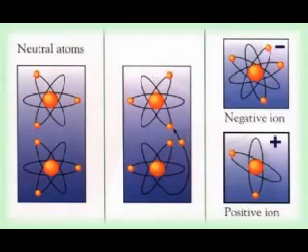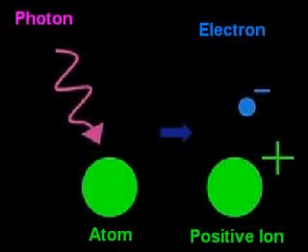An atom with too many or too few electrons is called an ion. When an electron is removed from an atom so that it now has more protons than electrons, it is called a positive ion. When an electron is added to an atom so that it now has more electrons than protons, it is called a negative ion. The two most common ways that atoms become ionized is from light striking the atoms or from electrons striking the atoms, such as from an electric current.